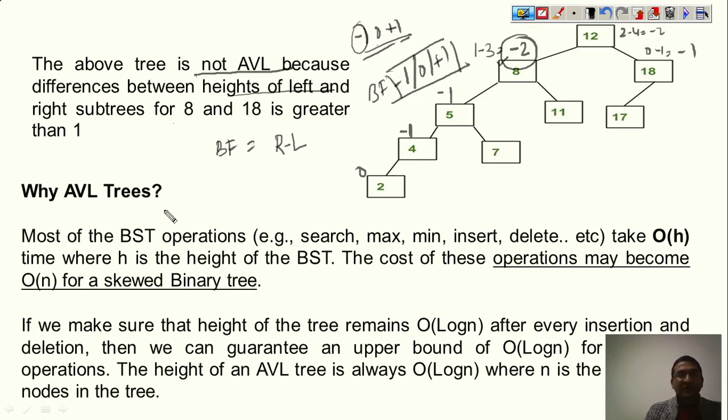Now why do we care about AVL trees, why has this idea been proposed, and what is the purpose of studying this? Whenever we talk about any data structure or any tree, we are always concerned with operations like searching, finding the maximum, minimum, insertion, and deletion. In the binary search tree we are doing these operations. These operations are based on the height of the tree, so the effort required to perform them depends on the height of the tree.